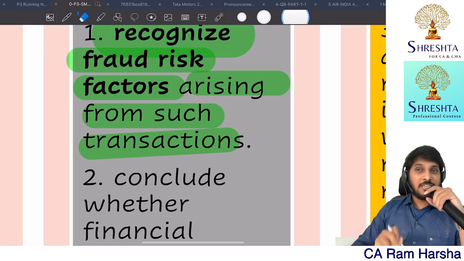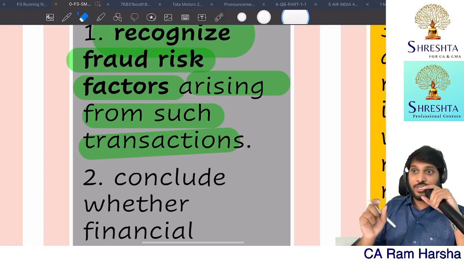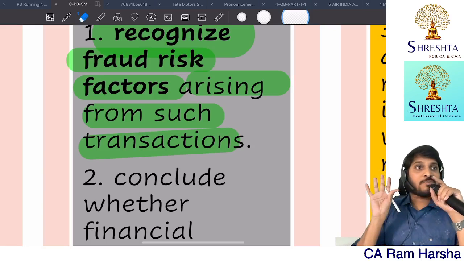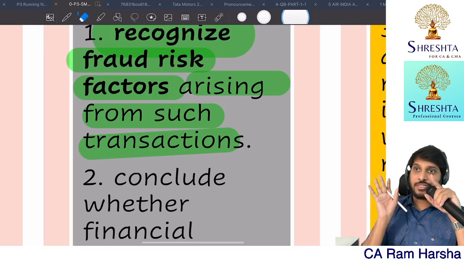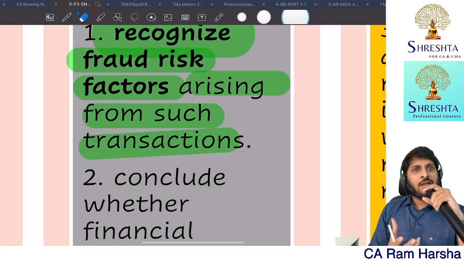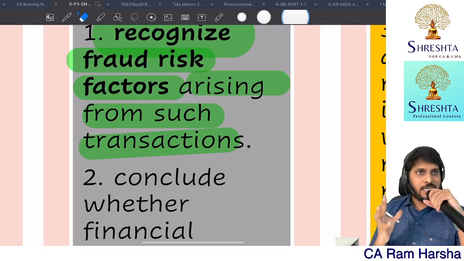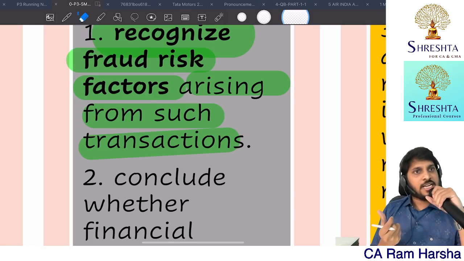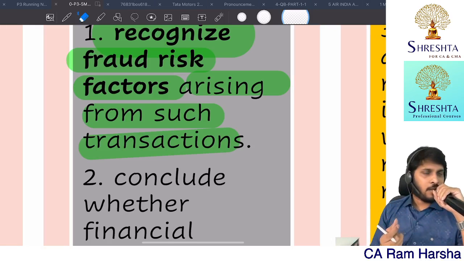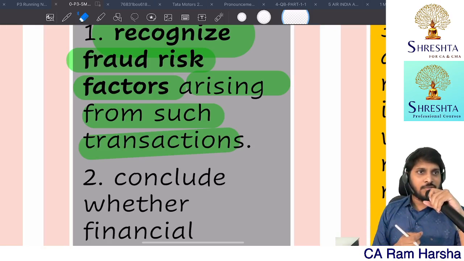So through related parties, there is a high fraud risk factor possible because an entity can manipulate its performance and position by related party transactions. Startups especially, they get huge valuation by related party transactions. Getting it? They sell goods to so and so entity, a related party. Getting it? And they show higher profits and they get higher valuation. All this Byju's, everything, they do these kinds of manipulations only.